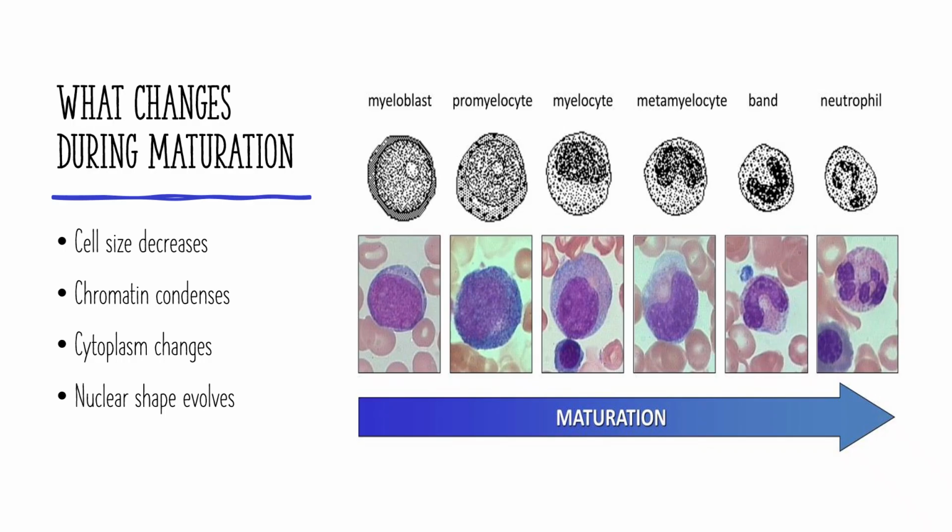Third, cytoplasm changes. You'll start seeing granules appear in granulocytic cells. Cytoplasmic staining characteristics shift depending on protein production and cellular function. Fourth, nuclear shape evolves. Round nuclei become indented, then segmented, especially in neutrophil development. Here's the key takeaway for laboratory practice. You are not memorizing stages individually yet. You are learning directional change. When looking under the microscope, ask, is the nucleus becoming more condensed? Is the cell getting smaller? Are functional structures appearing? If yes, you're moving towards maturity.